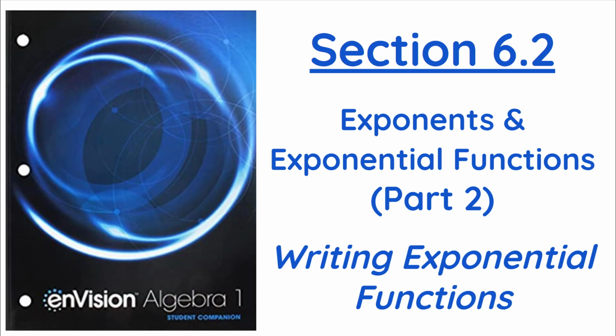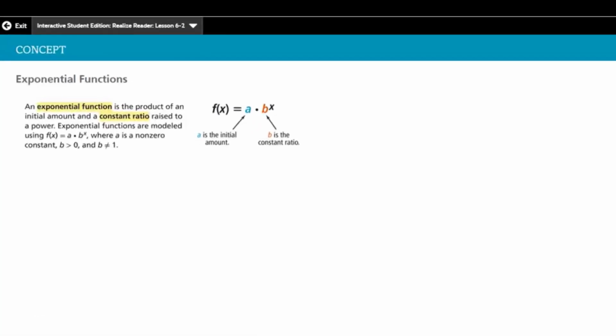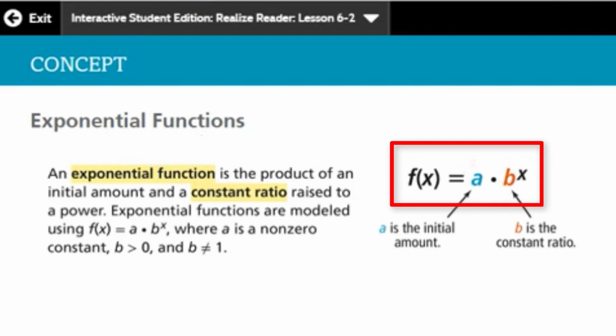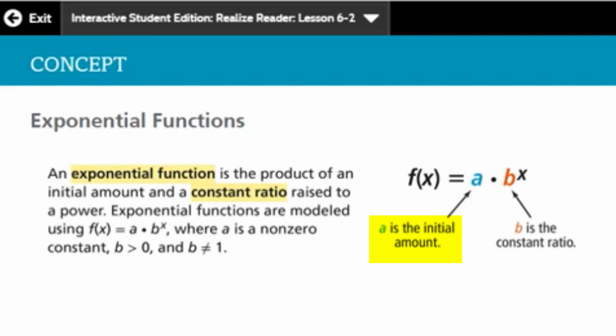Today we're going to focus on writing exponential functions. This is what we need to know for example 3. So copy this down on page 121 at the top. In order for us to write exponential functions, we're going to write it as f of x is equal to a times b to the x power, where a is your initial amount and b is the constant ratio. So copy that down because this is going to be important for us. All right, let's go ahead and move on to the next page.